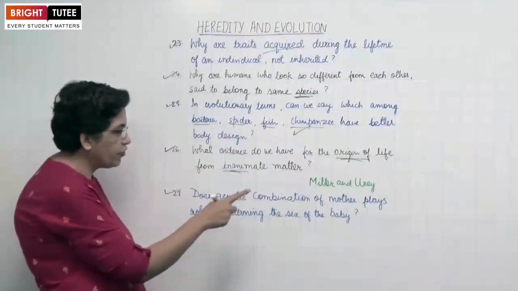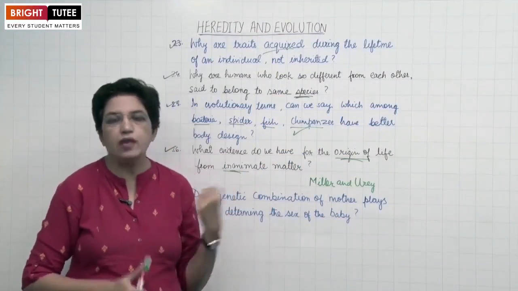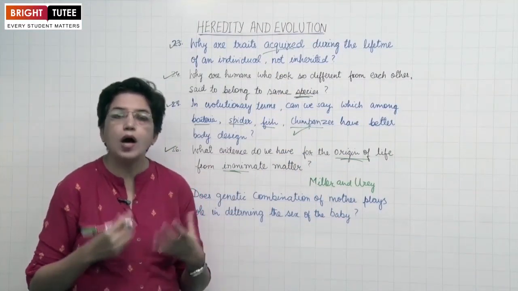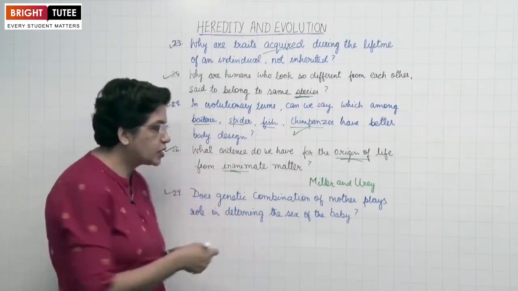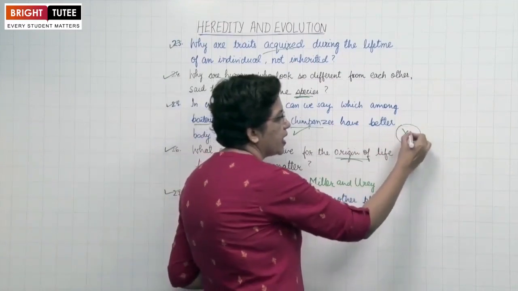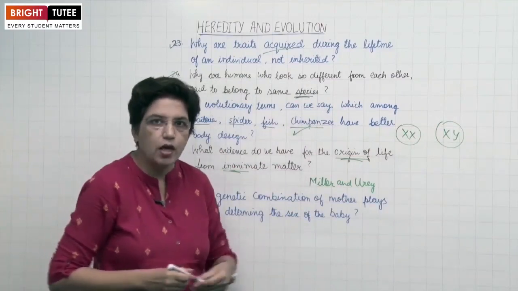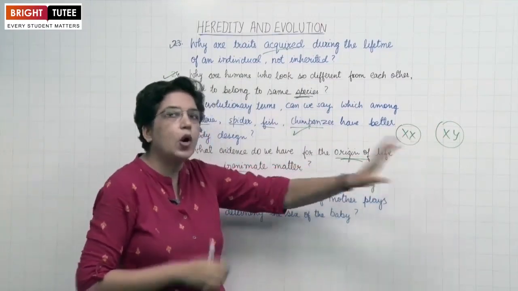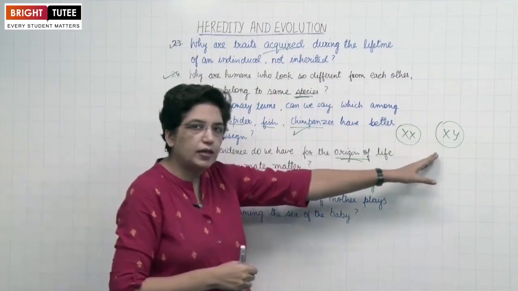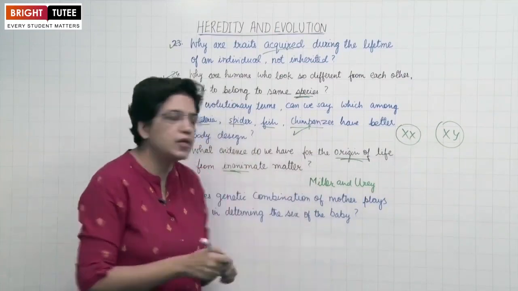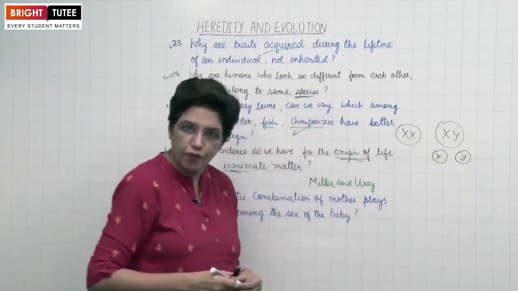Does genetic combination of mother play a role in determination of the sex? Please refer to question number 9, which I just discussed. I told you how sex of the newborn baby is determined. So mother has both X chromosomes. Okay, in mother, XX chromosomes are present, but in males, X and Y chromosomes are present. So, in mother, all the gametes are similar, they contain the X chromosome. But in father, the sperms are different. 50% of the sperms contain X chromosomes and 50% contain the Y chromosomes.